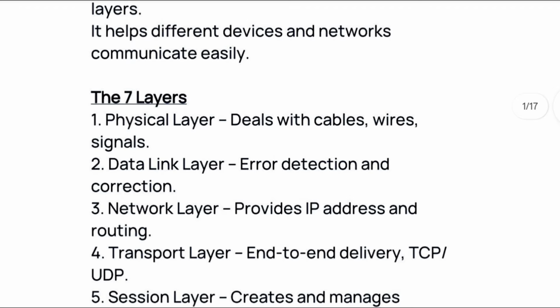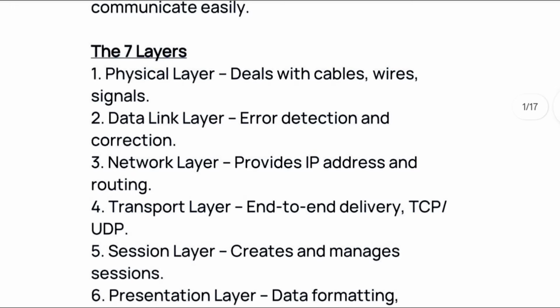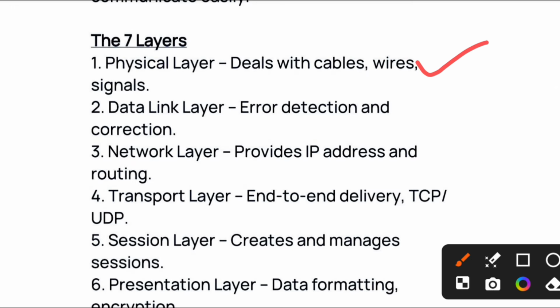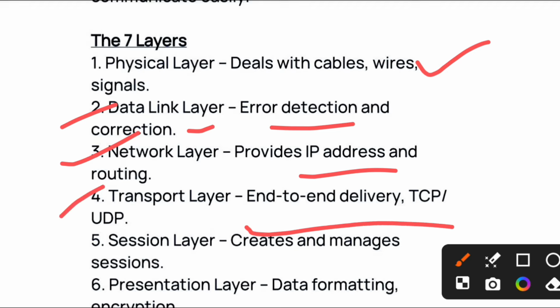So the first layer is the physical layer. What this physical layer does is it deals with the cables, wires, signals, etc. Second one, data link layer. What it will do is check any type of error you are having, any type of correction you need to do. Third one is the network layer. It provides the IP address. For example, if I am sending my document from my WhatsApp to your WhatsApp, these are the 7 layers it will perform, right? So fourth one is the transport layer, end-to-end delivery.